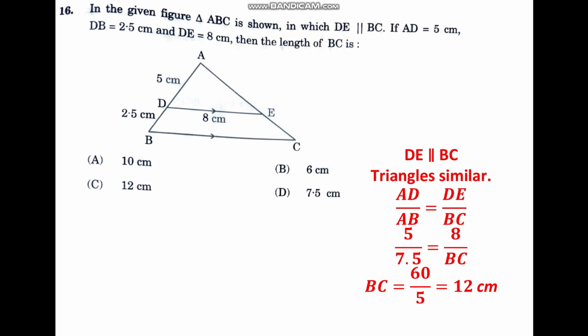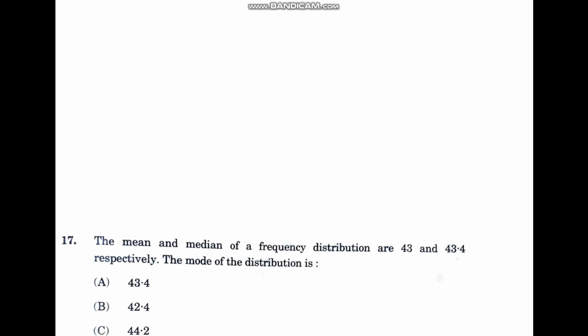When two triangles are similar, their side ratios are equal. So AD by AB equals DE by BC. Now let us substitute the values. The value of AD is 5, and the value of AB is 7.5. The total of AB will be 5 plus 2.5, that will be 7.5. DE is already given to us as 8. BC we are substituting the value, and when we cross multiply, 8 into 7.5 is 60, upon 5, and that will be 12. So BC will be 12 centimeters. The correct option is option C, 12 centimeters.